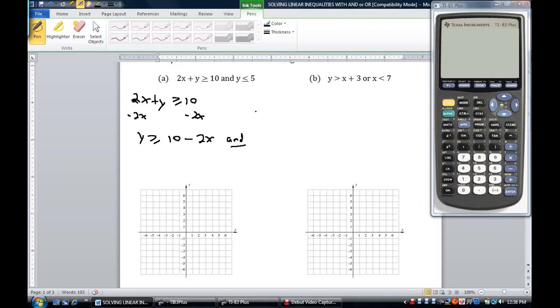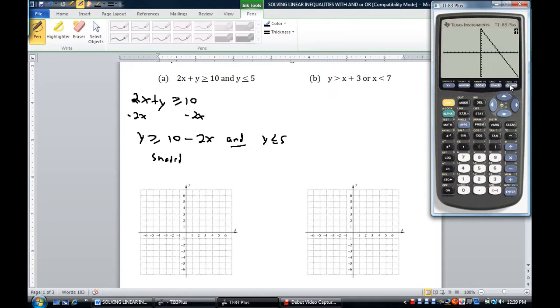And we're also going to graph y equals 5, but I'm going to leave it as y less than 5. Now since they both have an equal sign underneath them, the lines are going to be shaded. So let's go ahead and graph each of these. Let's graph y equals 10 minus 2x. Just type it in like you normally would, and graph it. Now it looks like that line.